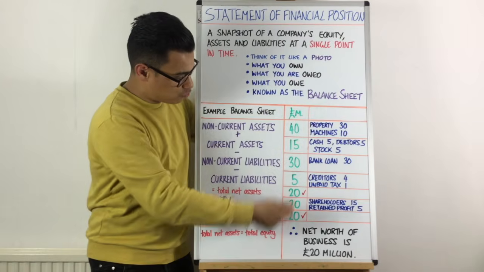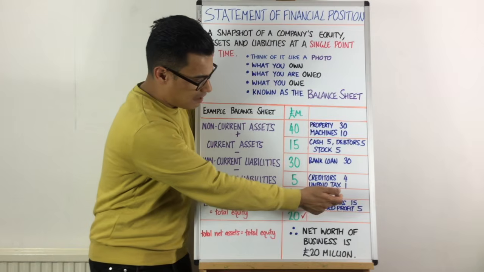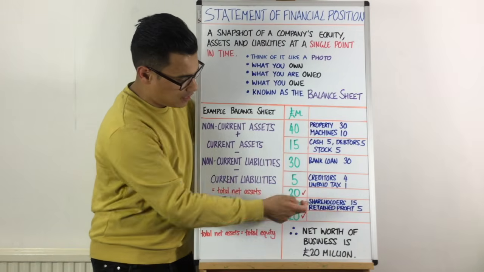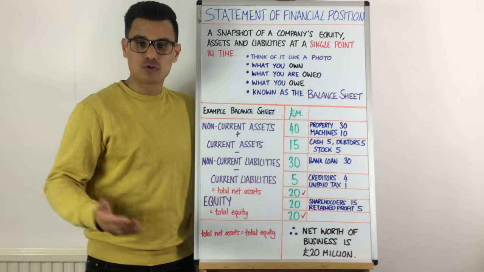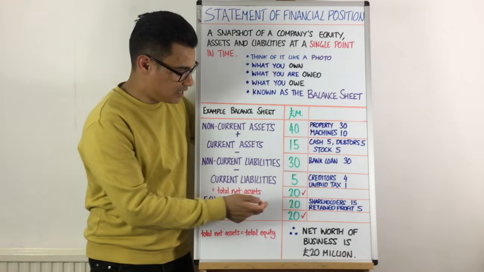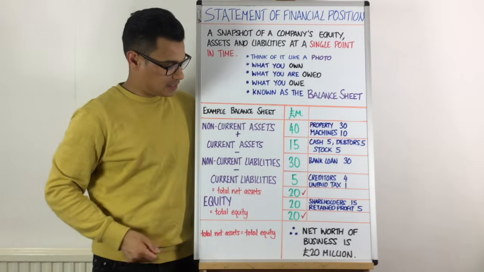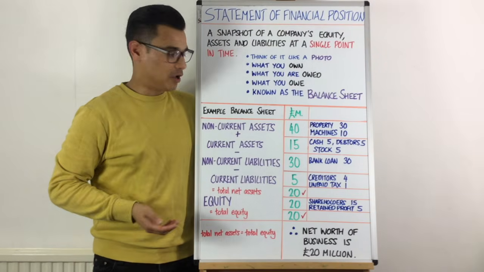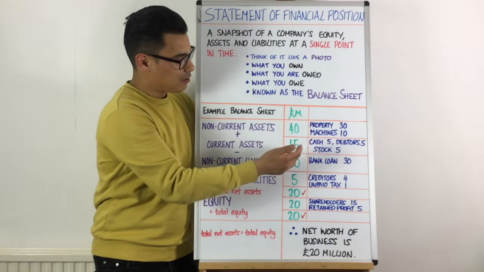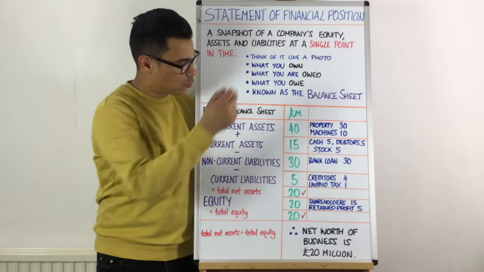So here I've drawn in some numbers. We'll start from the bottom. So the total equity: this business has had share capital for their shareholders of £15 million. They've also had retained profits, historical profits over the years, of £5 million. 15 plus 5 equals 20. So their total equity is 20. Now this needs to balance with the top side. So non-current assets, property 30. So they own their own property and they've got machines for 10 million. 30 plus 10 equals 40.